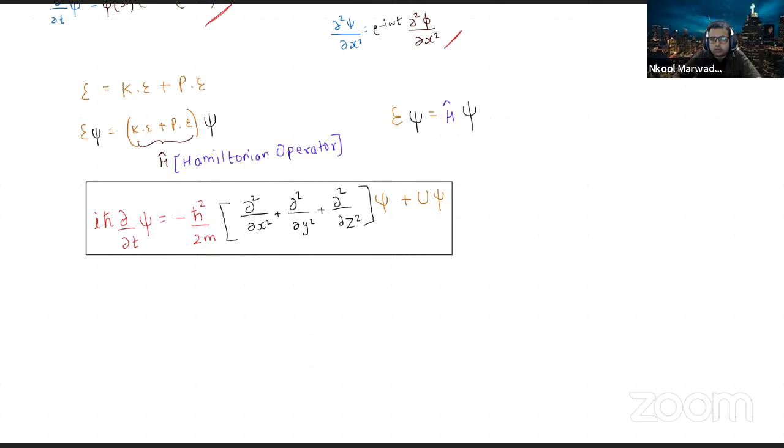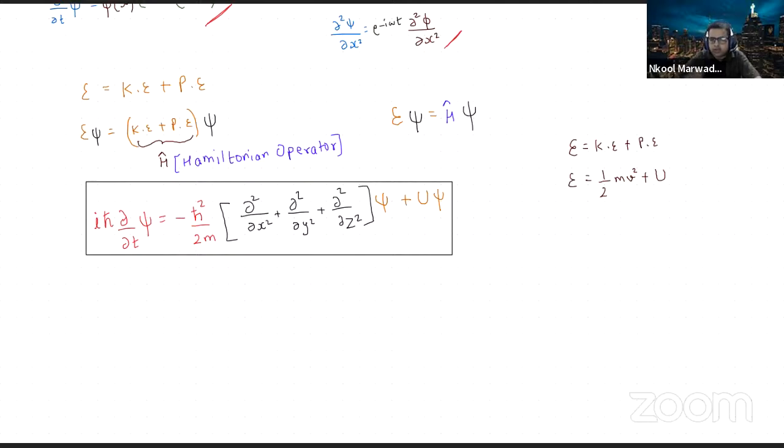See, what is total energy? Total energy is kinetic energy plus potential energy. What is kinetic energy? Half mv square, where v is the velocity of the particle. What is potential energy? We can treat it to be capital U.